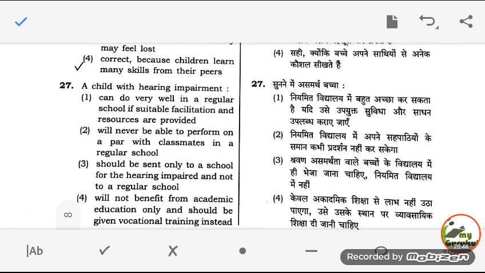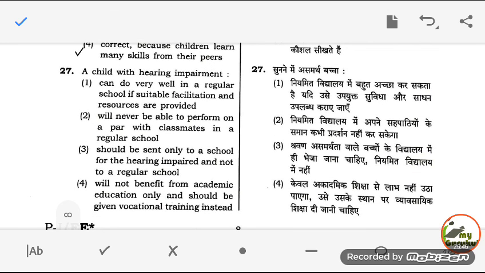Next, a child with hearing impairment can do very well in a regular classroom if suitable facilities and resources are provided. Students with hearing impairments may do well in a regular school if they wear hearing aids, have cochlear implants, or use FM systems, which include a microphone or transmitter worn by the teacher and a receiver worn by the students.